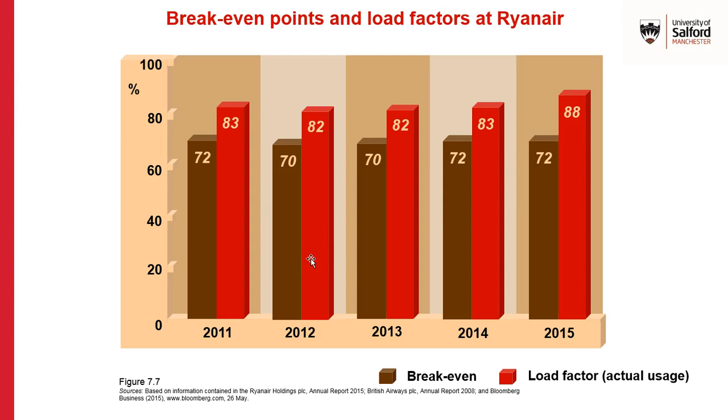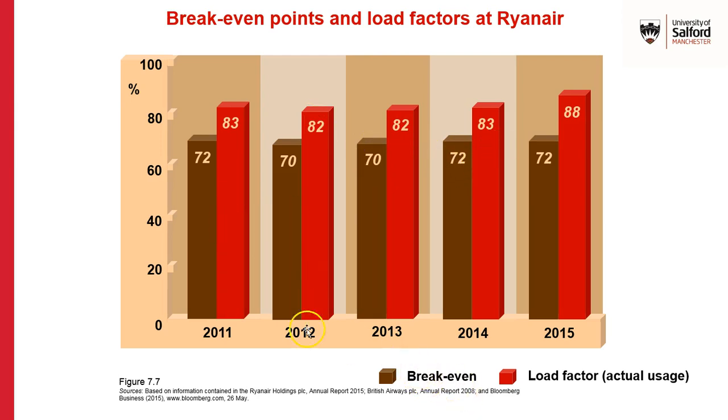Break-even points and load factors get called lots of different things. Load factor is actual usage. Firms like to develop their own sort of language, so load factor to another company wouldn't mean a great deal. This is Ryanair, of course, a rather controversial company at the moment, as they've messed up their rota. I don't know what the details are, but it sounds as if somebody put in a wrong number or made a mess of a computer program or something.